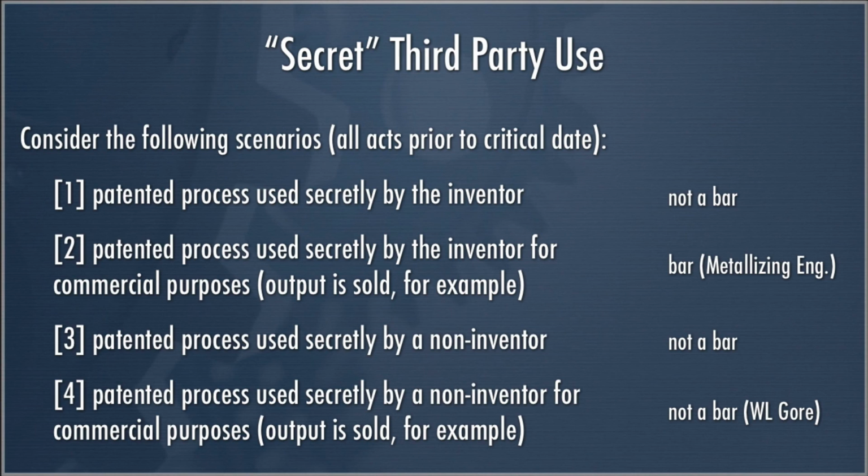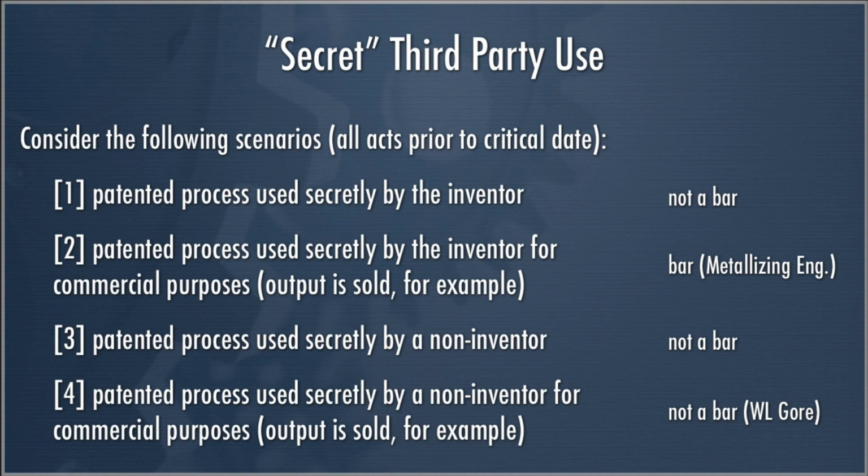Right? So this chart, I think, tries to lay out all the different types of activities that can occur. Patented process used secretly by the inventor is not a bar. A patented process used secretly by the inventor for commercial purposes, for example, where the output is sold, is a bar. Metallizing Engineering stands for that proposition. A patented process used secretly by a non-inventor is not a bar, right? And a patented process used secretly by a non-inventor for a commercial purpose is also not a bar.